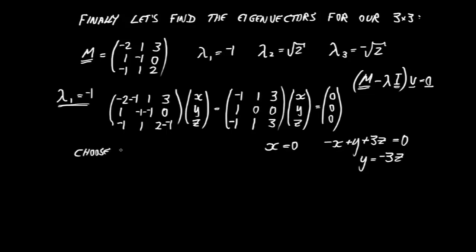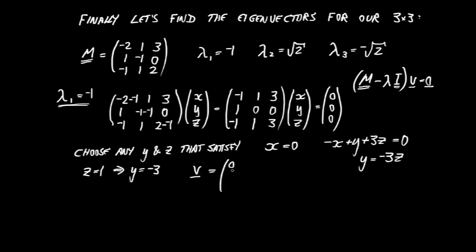Okay, so now we simply choose any values of y and z. X has been dictated to us, but any values of y and z that satisfy these rules. So if I choose z is equal to 1, that's going to give me y is equal to minus 3. And I can straight away then write down a satisfactory eigenvector. It will be 0, minus 3, 1. As simple as that. It doesn't matter where the minus sign is.